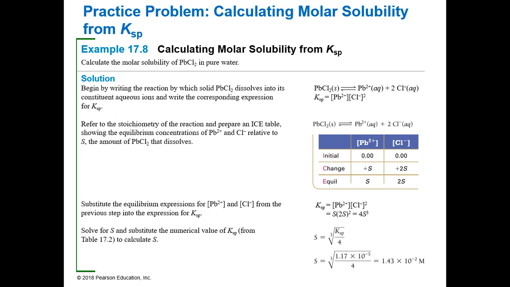As you can see, that is an extremely small concentration. So lead 2 chloride in water, only 1.43 times 10 to the negative second moles will dissolve in 1 liter of water. So that is a very low concentration, a very low amount that is going to dissolve.